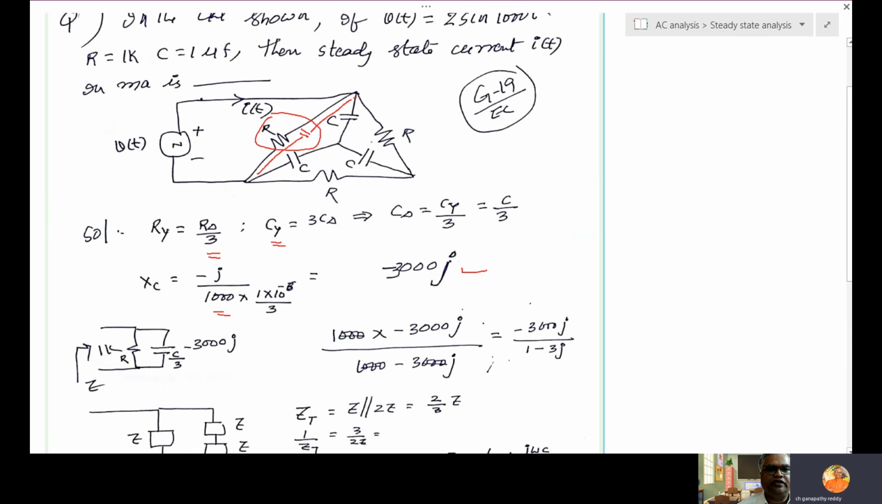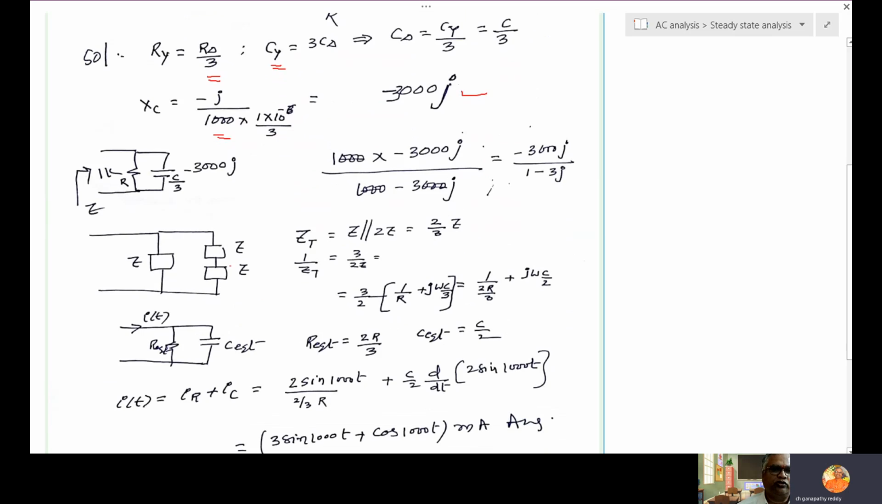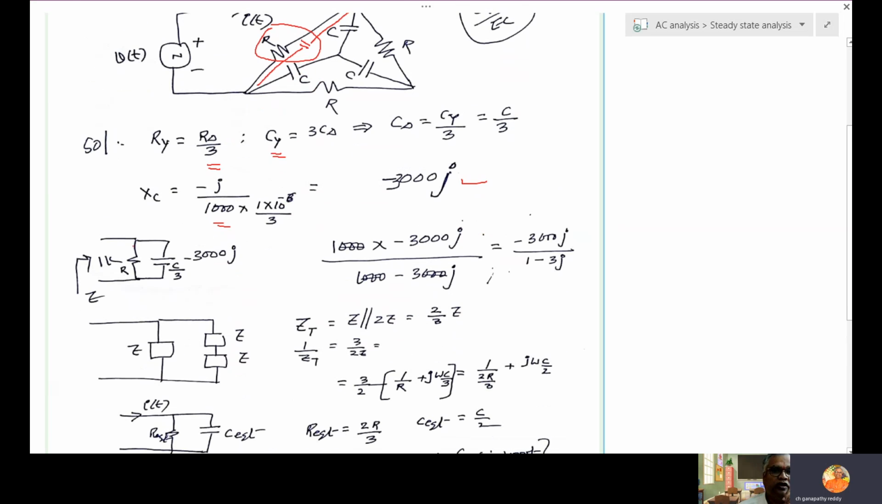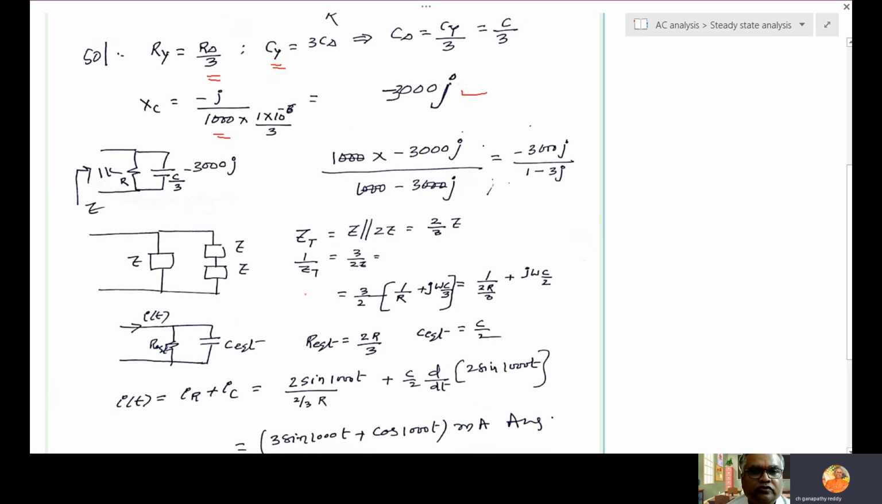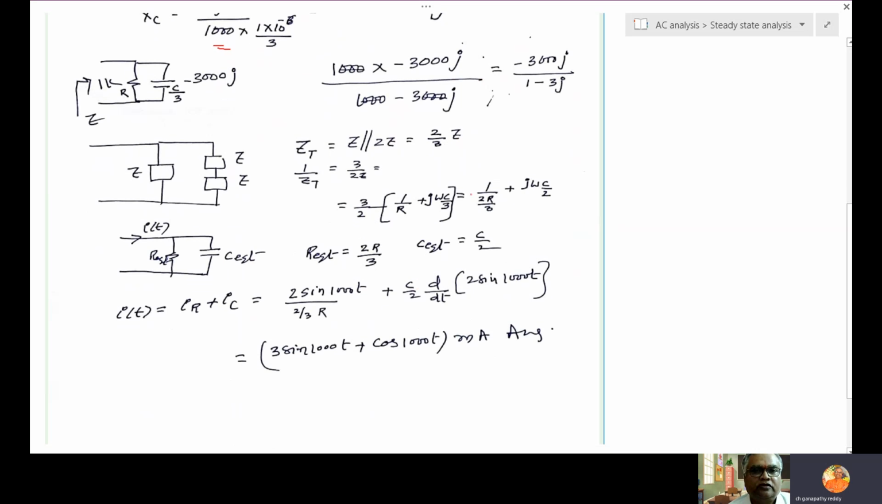And this and this are in series. So the circuit looks like this. Z, again Z plus Z, which is 2Z. So Z equivalent is Z parallel with 2Z, which is 2 by 3 Z. But Z is what? After simplifying, whatever you are getting, that value. So 1 by Z equivalent is 3 by 2Z. Replace the Z value. Then compare: R equivalent is 2R by 3, C equivalent is C by 2.